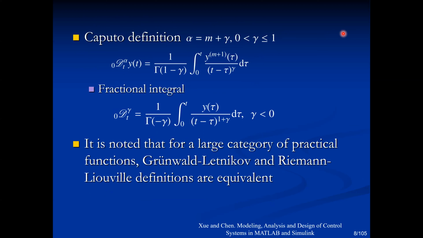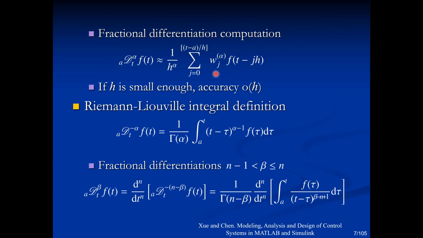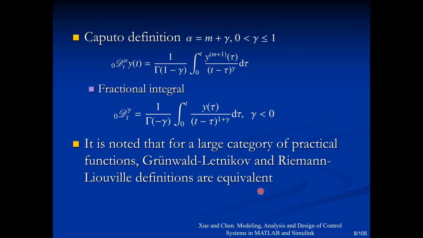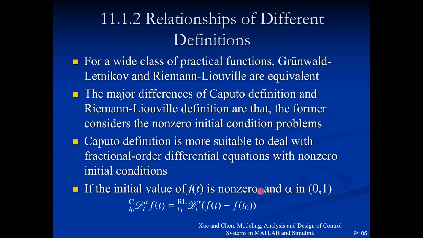Caputo's definition is you have an integer order differentiation inside first, then do the convolution. But here, you have the convolution first, then you do a differentiation. So it's a swap of the sequence here. In many cases they are similar, but if the initial value of f of t is non-zero, then you need to be careful about this non-zero initial condition. So Riemann-Liouville and Caputo are different.